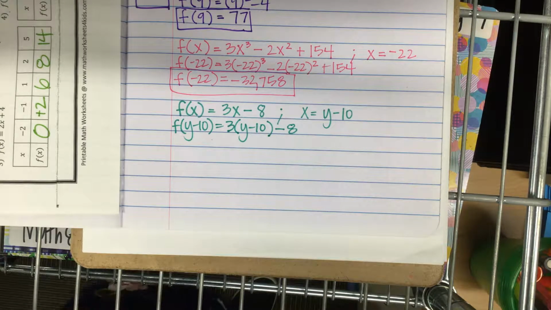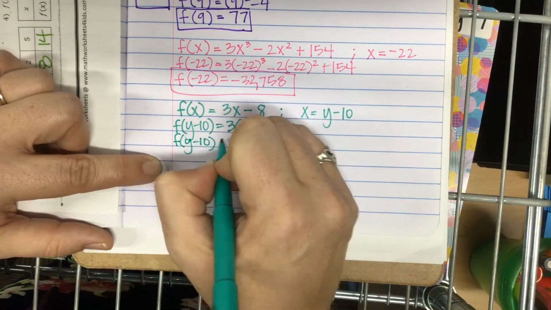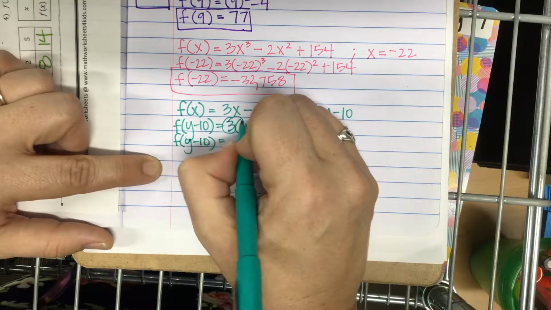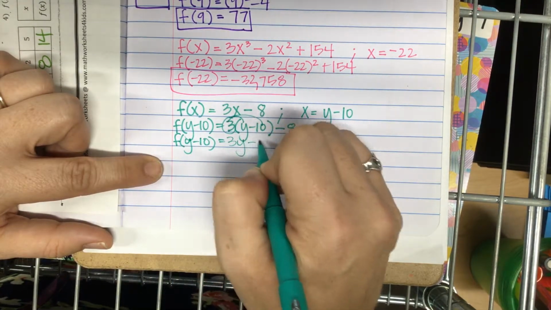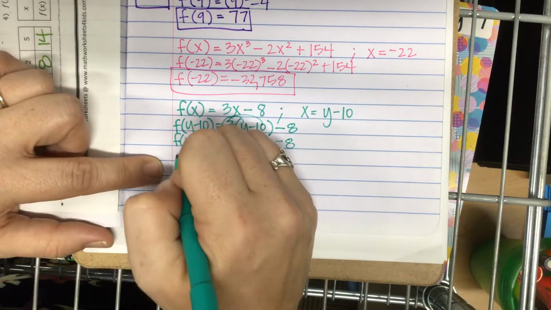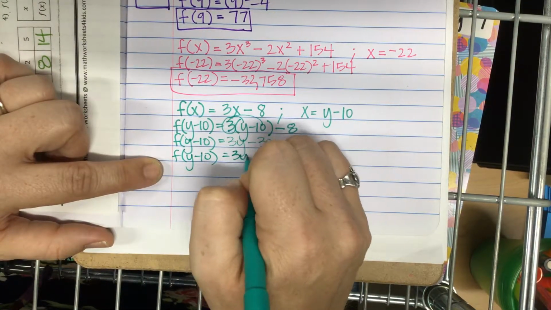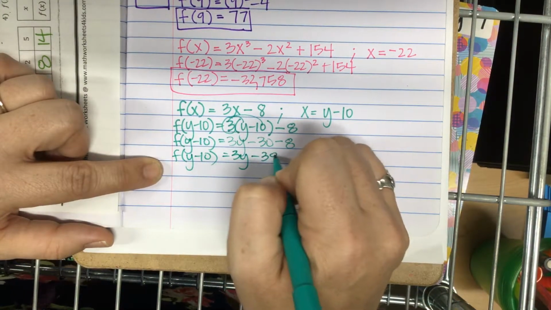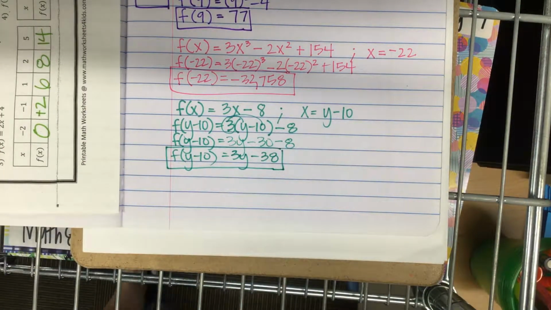Now I'm going to simplify. The function of y minus 10 is 3y minus 30 minus 8. Am I done? No. The function of y minus 10 is 3y minus 38. I still substituted.